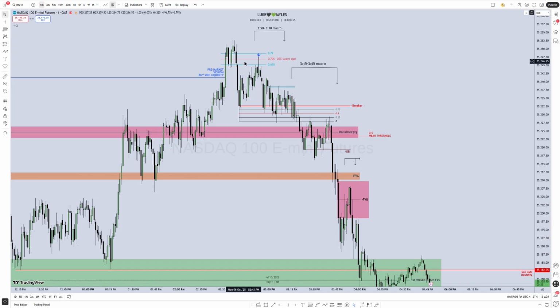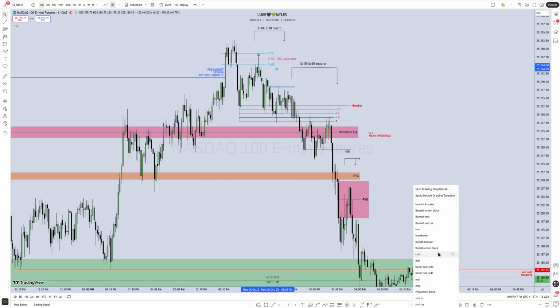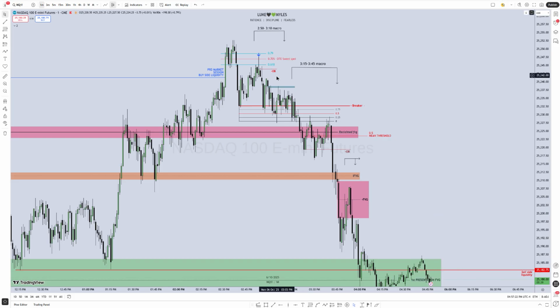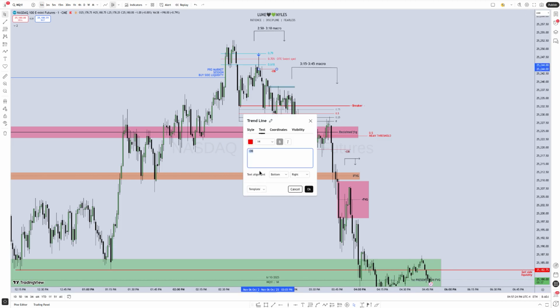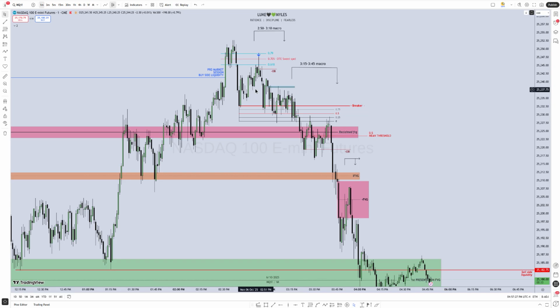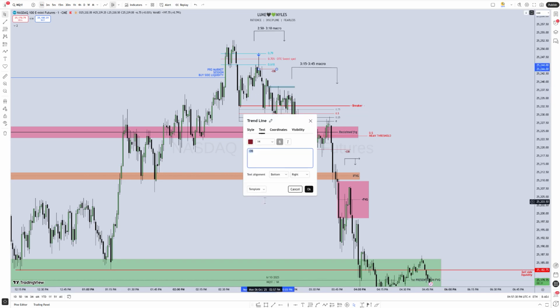So a wick that retests into this is an order block. So I have an order block right there, and note that all this is happening within our time window, which is the macro. So I have a bearish order block right there, just like that. That is a bearish order block. Let me set this as my template.